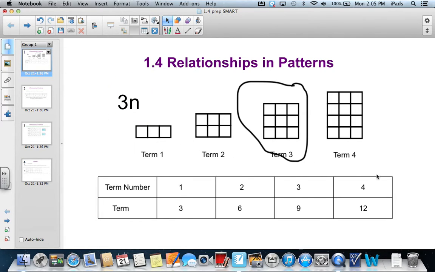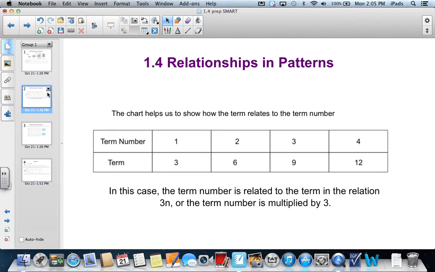Every term number would have a different number of boxes. If I got down to the end here and put in term 5, I could replace the n with 5, and I would have 15 boxes, and the pattern would continue to carry on from there. If you look over here, this chart helps us to show how the term relates to the term number. In this case, the term number is related to the term in the relation 3n, or the term number is multiplied by 3.